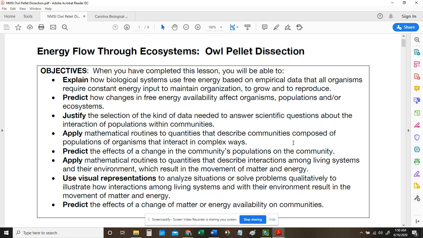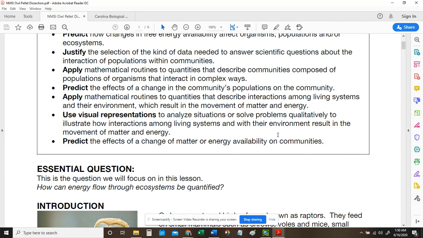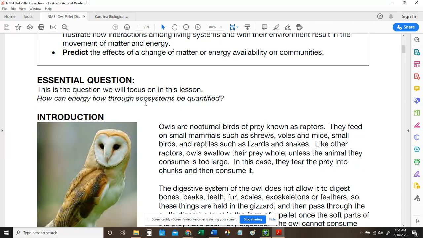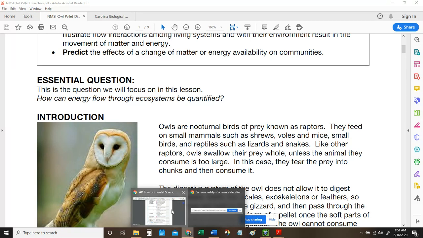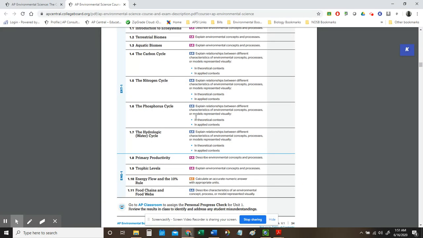Okay. Now, if you've never done an owl pellet dissection before, the big question is, how can you quantify energy through ecosystems? Your students have likely seen some form of an owl pellet, maybe in junior high or middle school, maybe in ninth grade biology. So what we're trying to do with this is scale it up so that it applies to our CED. So it now applies to this portion of the course where they'll be able to look at trophic levels, energy flow, and food chains and food webs.